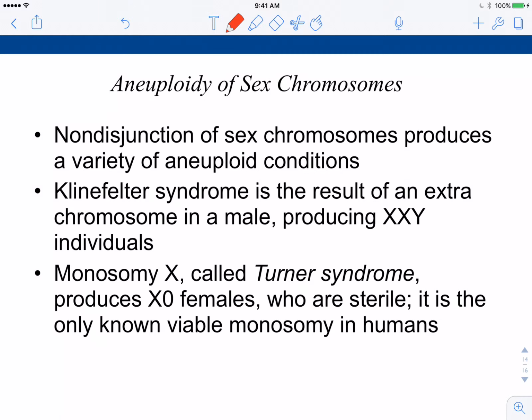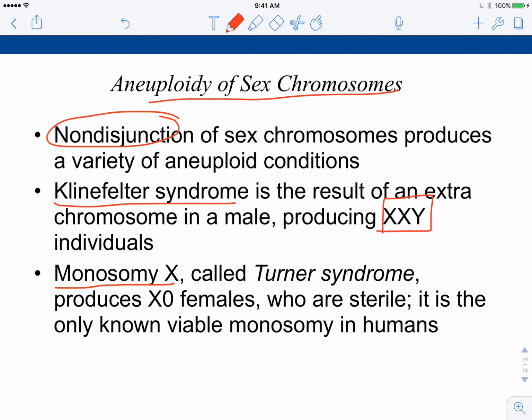If you have aneuploidy of sex chromosomes, nondisjunction of sex chromosomes also produces a variety of conditions. Klinefelter syndrome is an extra X chromosome in a male, so you get the phenotype XXY. Another type of condition from nondisjunction is monosomy X, which is called Turner syndrome, and the females are XO. They only have one copy of the X chromosome.